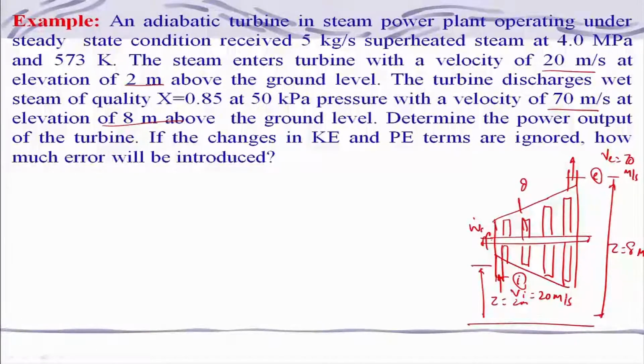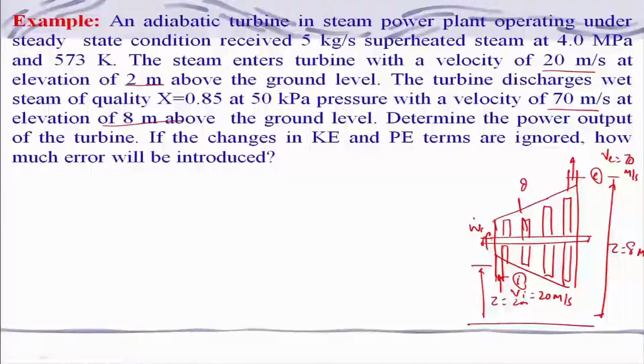See, in our derivation we have neglected the change in kinetic energy and change in potential energy. But now the data is given, so we need not neglect it, but we will have to see what the error will be if we neglect it. That is what is being asked: how much error will be introduced if we neglect this.